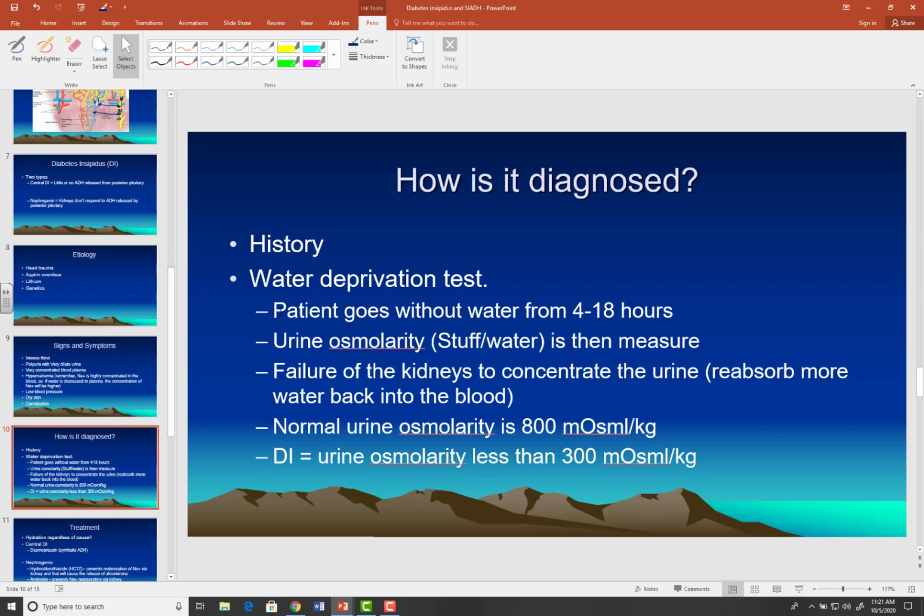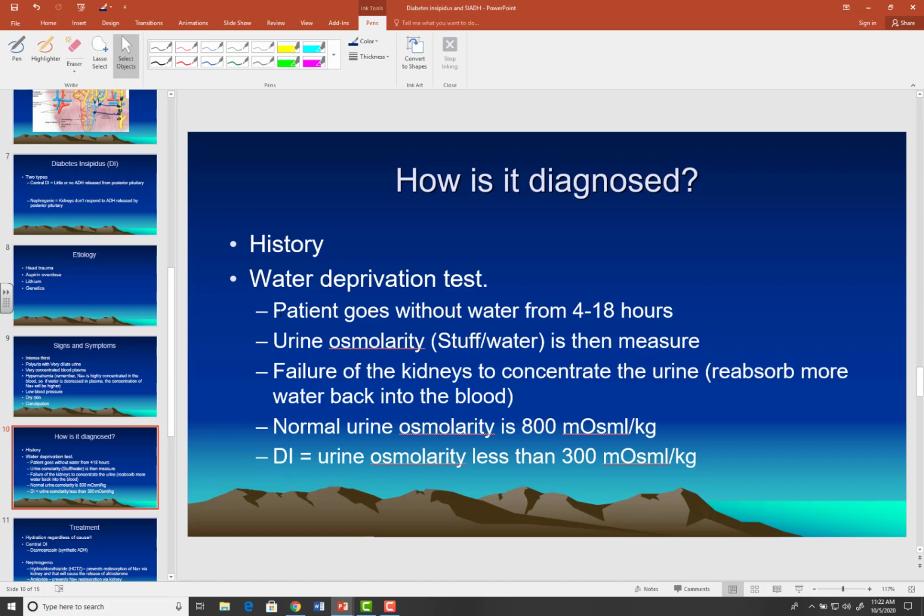Now, the gold standard is the water deprivation test. And basically what happens is the patient goes without water for about 4 to 18 hours. And then what you do is you measure the urine osmolarity. And if the kidney doesn't concentrate the urine, then you know that it's something to do with ADH, right? So if you're not drinking any water, your blood volume should go down, right? The osmolarity in the hypothalamus should go up, and that should trigger the release of ADH from the posterior pituitary.